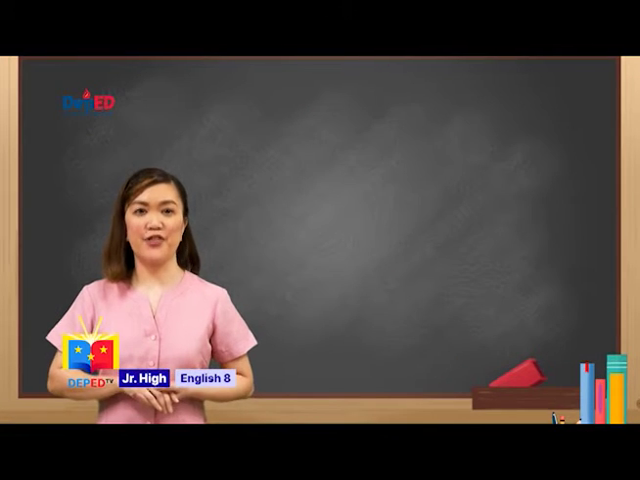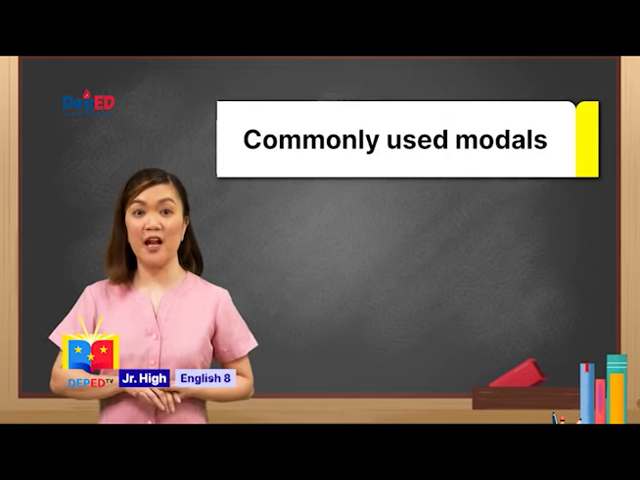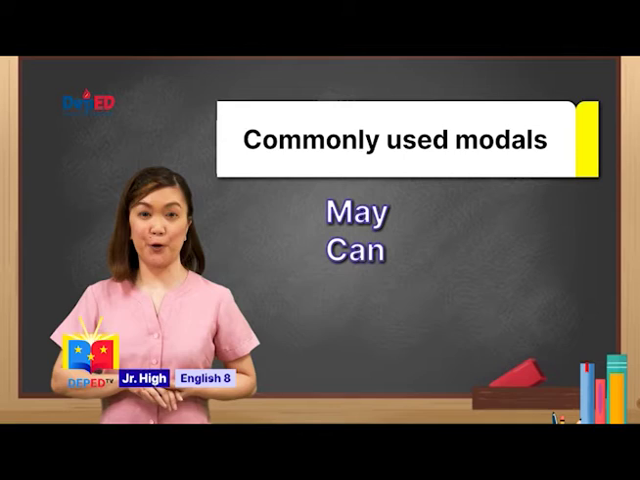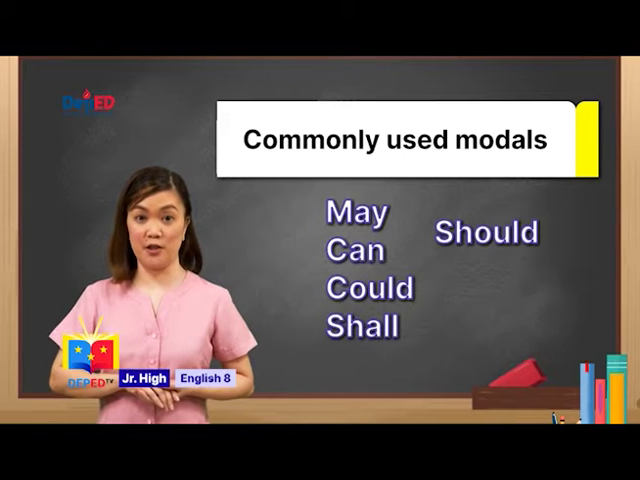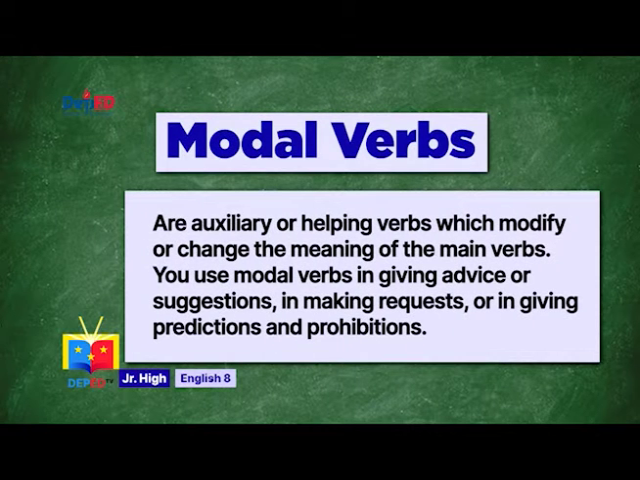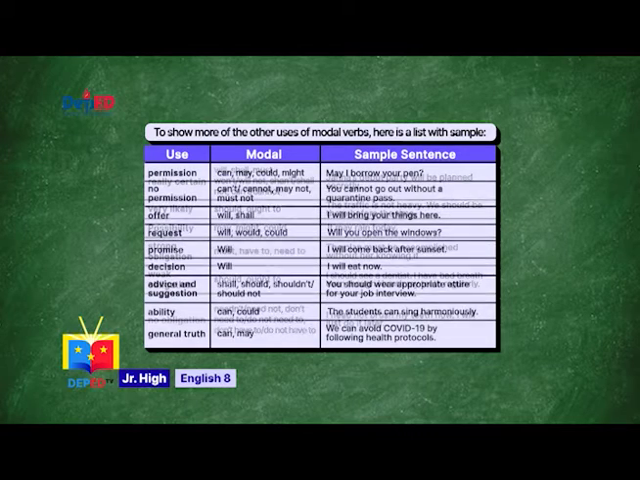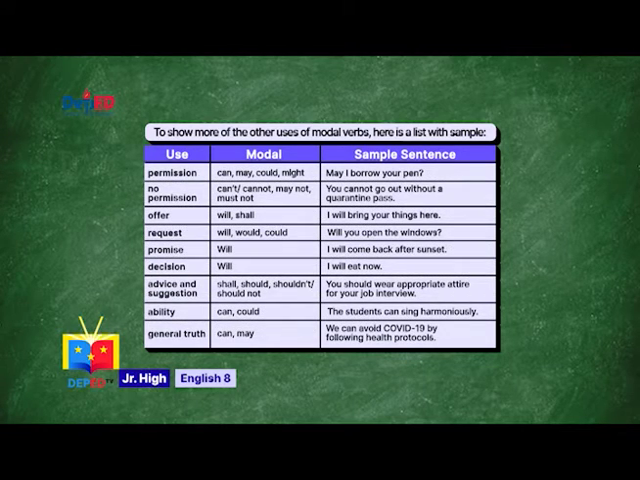Aside from might, there are other commonly used modals that are used as helping verbs, like may, can, could, shall, should, will, and would. Modal verbs are auxiliary or helping verbs which modify or change the meaning of the main verbs. You use modal verbs in giving advice or suggestions, in making requests, or in giving predictions and prohibitions. To show more of the other uses of modal verbs, here is a list with sample sentences.